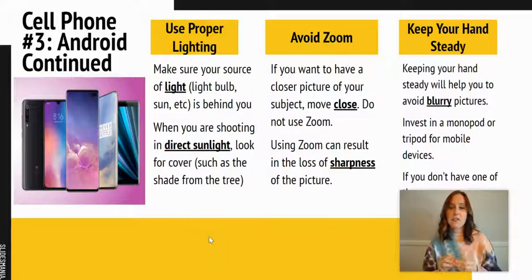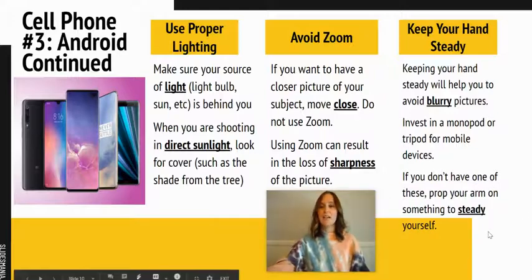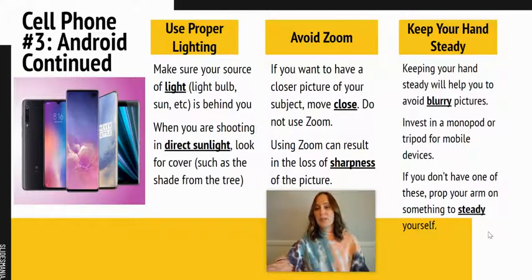Lastly, with the Android, you always want to make sure you're keeping your hand steady. This is going to help you to avoid blurry pictures. Invest in a monopod or a tripod for mobile devices. If you don't have one of these, as said before, prop your arm up on something to steady yourself. Keep your elbows in. Make sure you're holding that camera still.